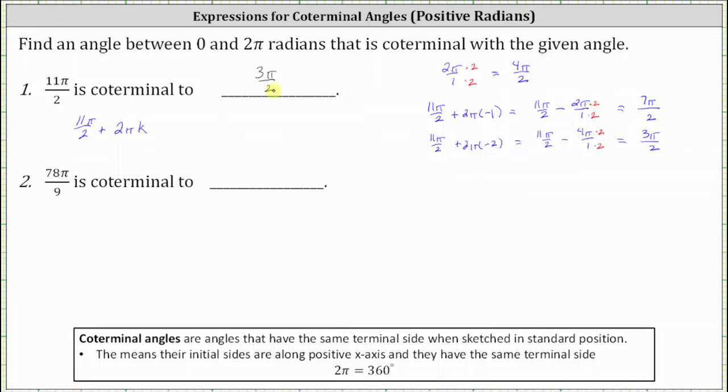Now, number 2 is a little more challenging because we have a much larger angle. We have 78 pi divided by 9 radians. But all the coterminal angles can be found by evaluating the expression 78 pi divided by 9 plus 2 pi k, where k is some integer. With this example, though, let's use the help of Desmos to determine the value of k that will give us the coterminal angle between 0 and 2 pi radians.